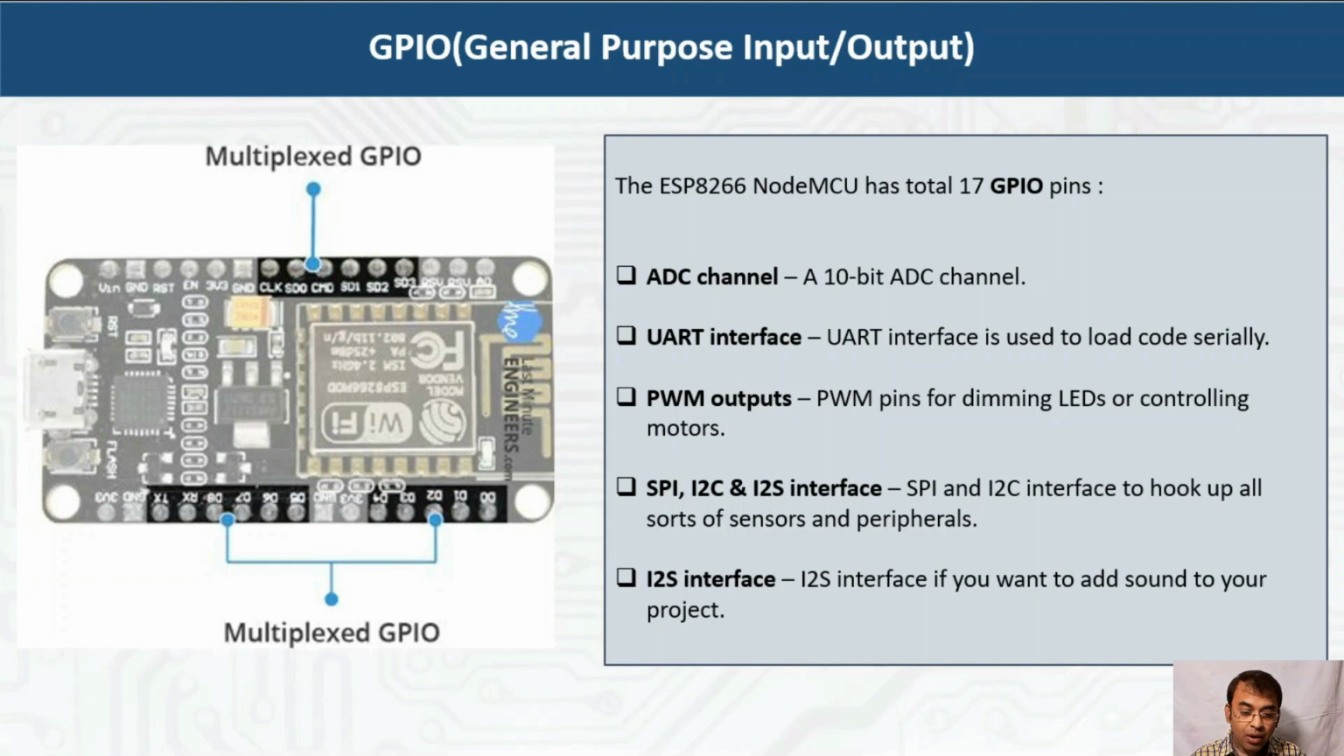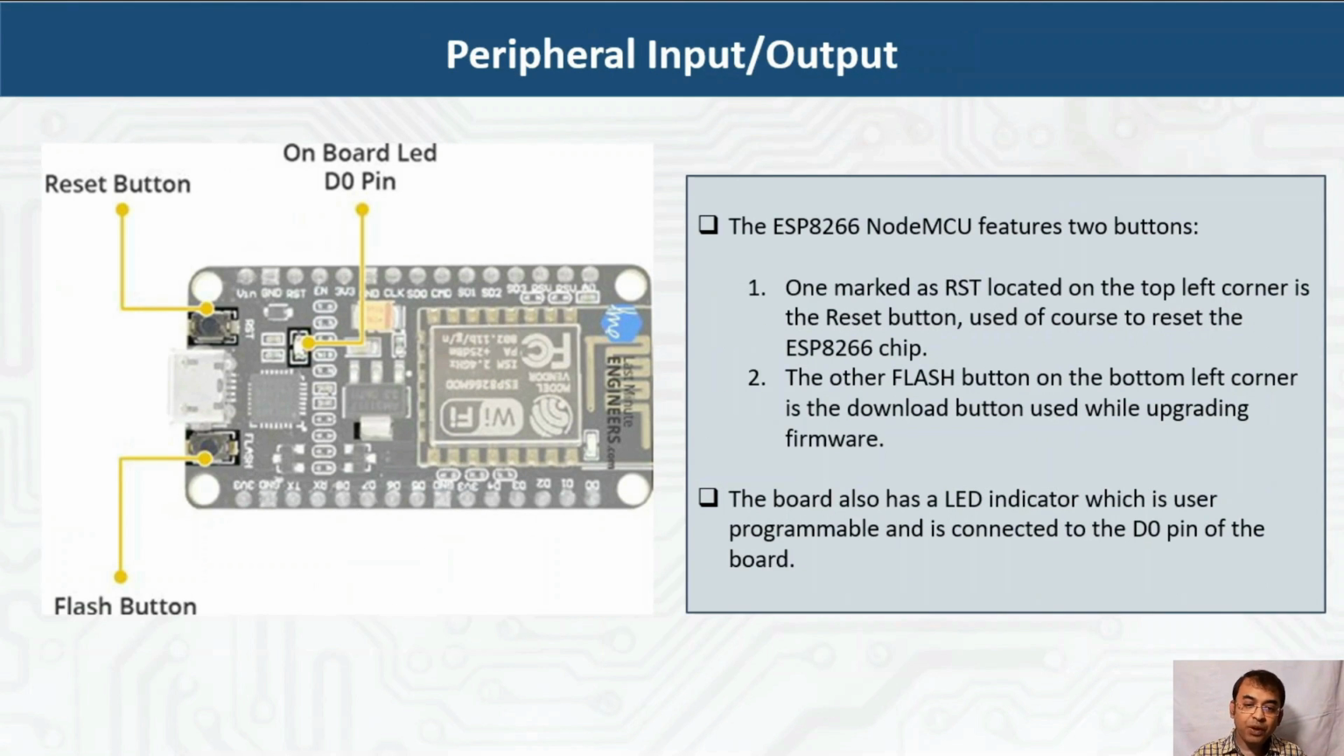SPI, I2C and I2S interface. SPI and I2C interfaces hook up all sorts of sensors and peripherals. I2S interface, if you want to add sound to your project, you can connect through this interface. So guys, you can see the multiplexed GPIO pins from the picture. Peripheral input output.